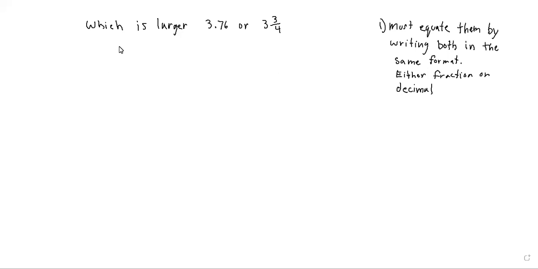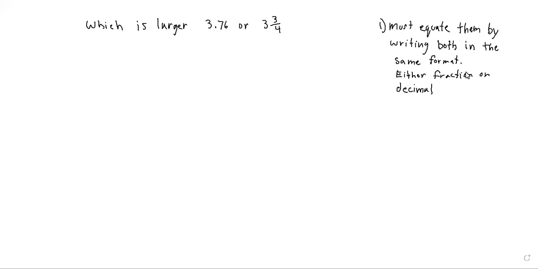Okay, this time we have a question. It asks which is larger, 3.76 or 3 3/4? What we must do is note that they're in different formats. One is in decimal format, one is in fraction format. So we must equate these by writing both of them in the same format, right?